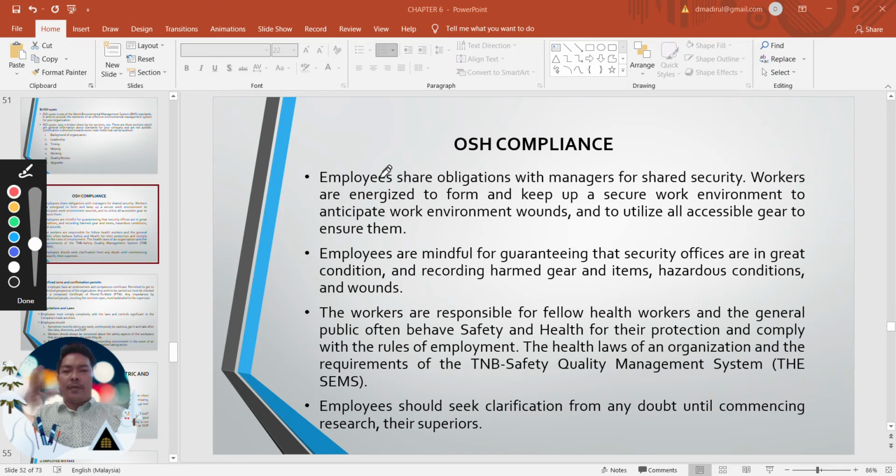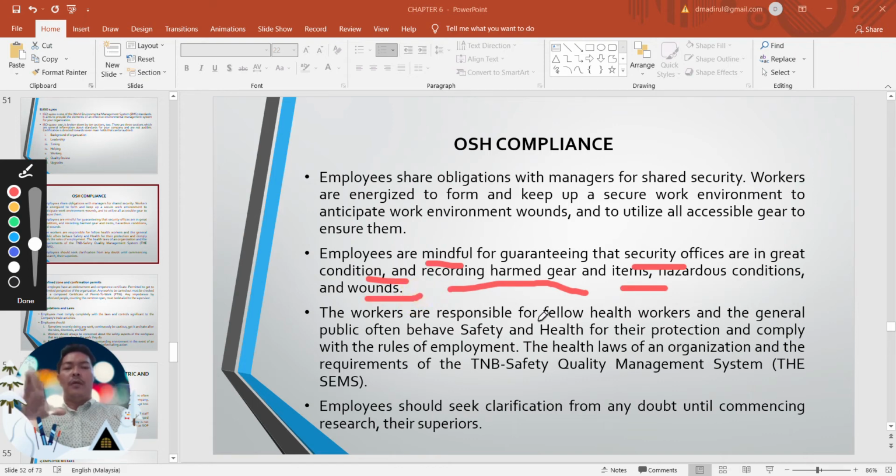OSH compliance. Employees share obligation with managers for shared safety. Workers are encouraged to form and keep up a secure work environment, to anticipate workplace hazards, and to utilize all accessible equipment to protect themselves. Employees are responsible for ensuring that safety officers are in good condition and for reporting harmful equipment and items, as well as hazardous conditions and injuries.